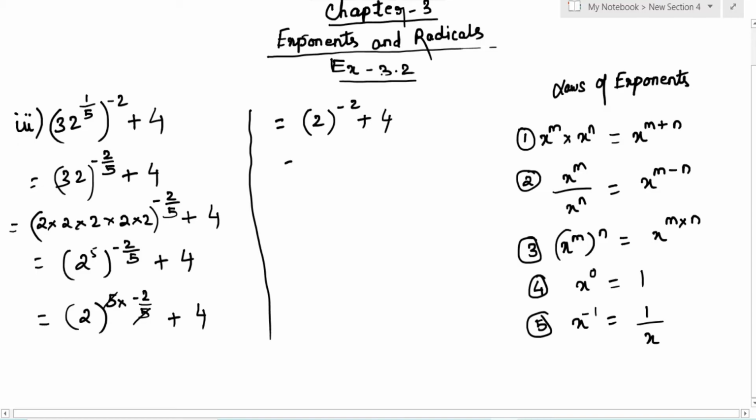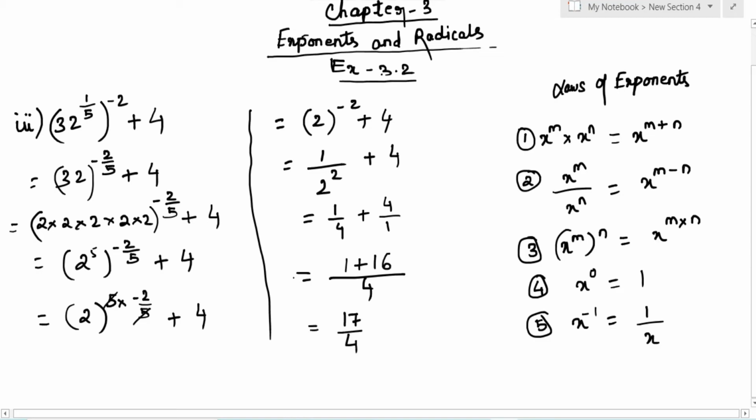Now again we are having a negative power, you need to take a reciprocal to get a positive power. Now what is the square of 2? The square of 2 is 4. Under 4 there is nothing, meaning 1. Now we are going to take the LCM, that is 4. So 4 ones are 4, but 1 fours are 4 and 4 fours are 16. So the final answer is 17 upon 4.